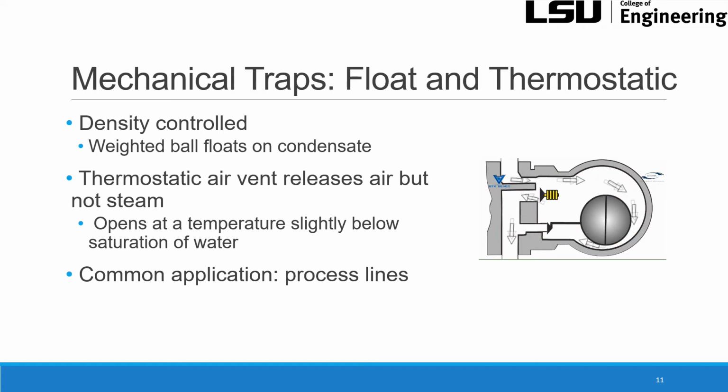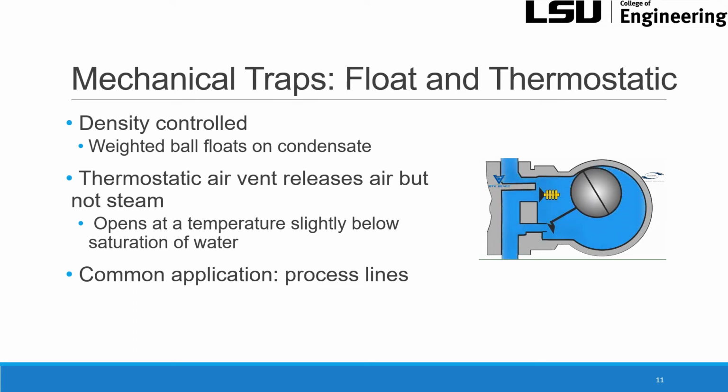The ball is then attached to a lever which controls a valve that either opens or closes depending upon the height of the ball. The thermostatic air vent is that yellow and red thing that you see on the top right of the trap, and this vent opens at a temperature slightly below the saturation temperature of water, which means that a little bit cooler air can flow through the vent and exit the valve, but the steam cannot flow through and is instead hindered. The most common application for this trap is the process line, although it's also widely used in other applications.